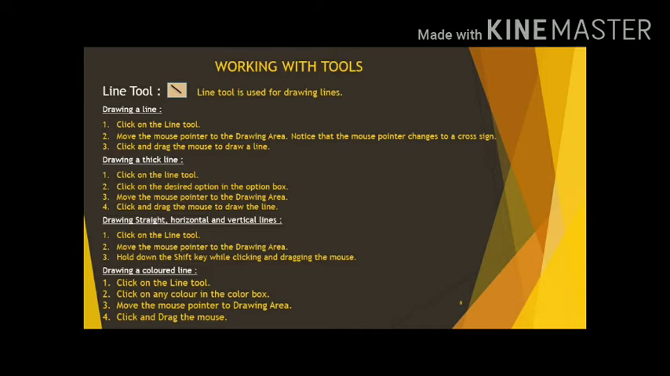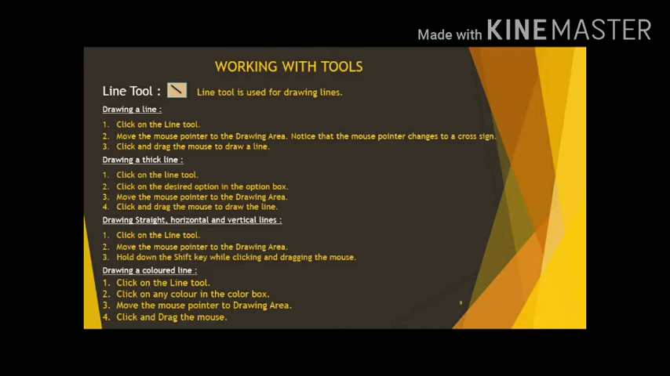Drawing straight, horizontal and vertical lines. First, click on the line tool. Second, move the mouse pointer to the drawing area. Third, hold down the shift key while clicking and dragging the mouse.